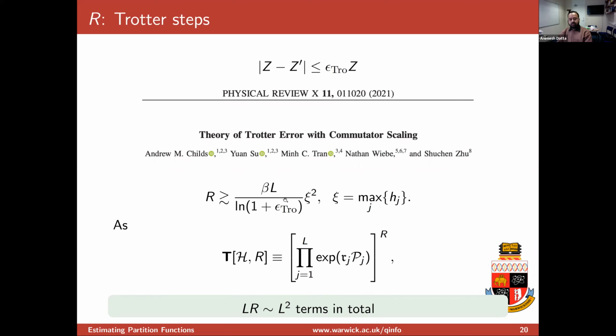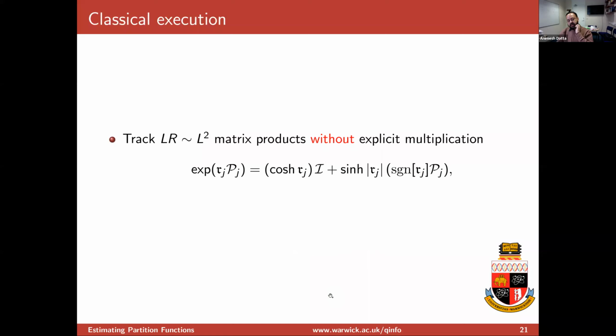But what we are really interested in is the scaling of the size of the problem. The size of the problem is in L. So we need to basically do a multiplication of these matrices over order L squared terms. So how do we do that? This is now the second aspect in our algorithm. We need to track these L squared matrix products without explicit multiplication. And that's the whole point, because if we have to do explicit multiplication, then I have huge matrices and I'm back to my memory problem.